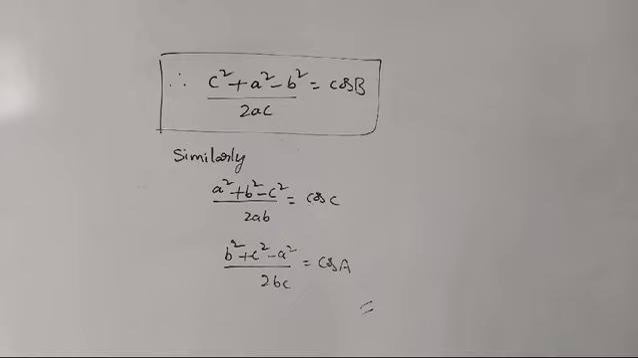Similarly, we can prove cos C and cos A also. So a square plus b square minus c square by 2ab equal to cos C. Next, cos A: b square plus c square minus a square by 2bc equal to cos A. Thank you.